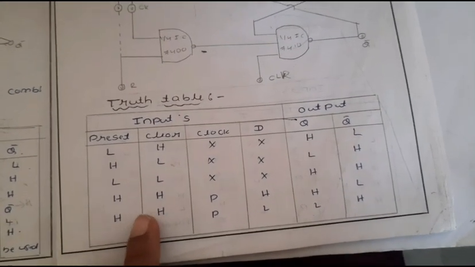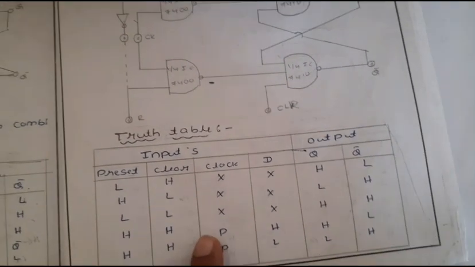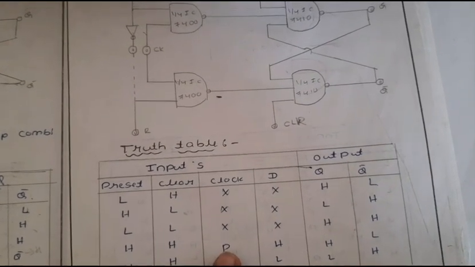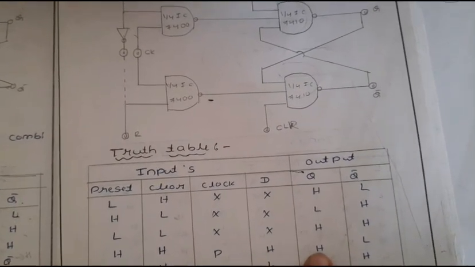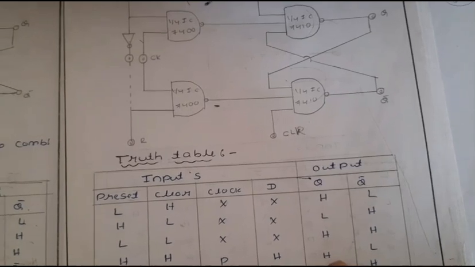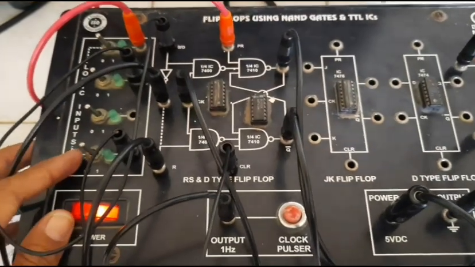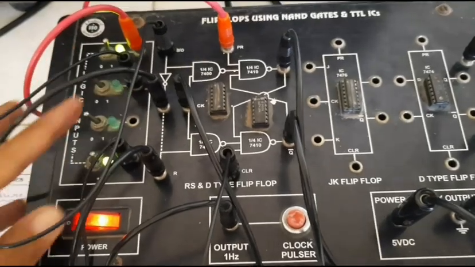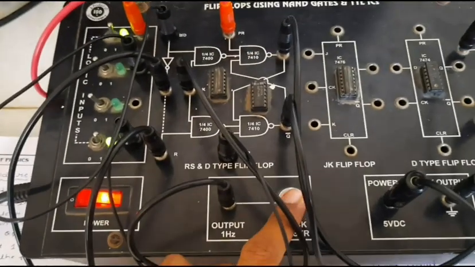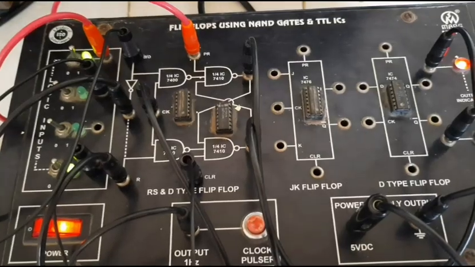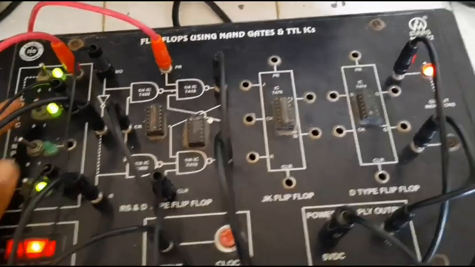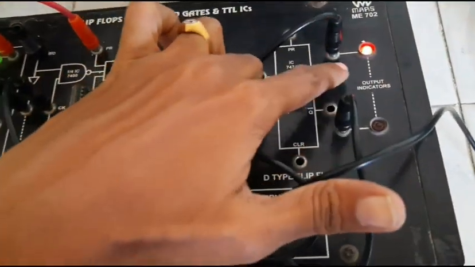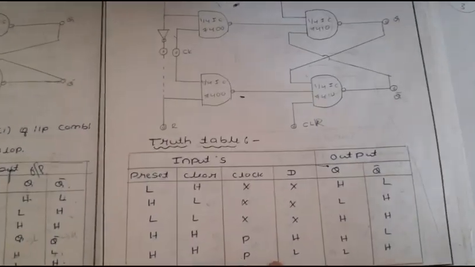So both should be high. Here preset and clear must be high. We should apply one clock pulse and then D must be high. Here the output Q must be high and Q bar must be low. So let us do this. Both must be high. We apply one clock pulse and then D must be high. So the output must be, Q high, Q bar low. So this is also verified.